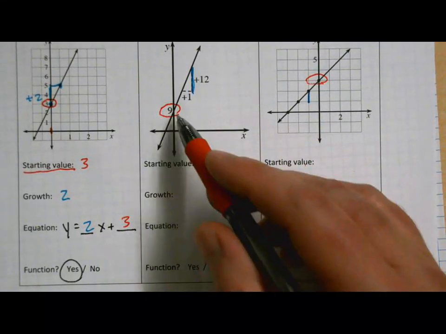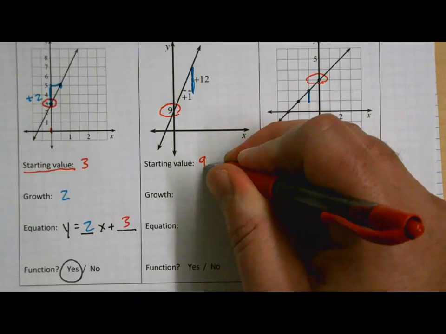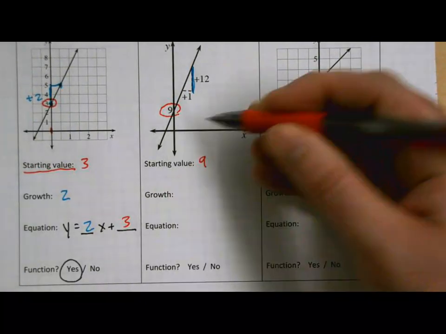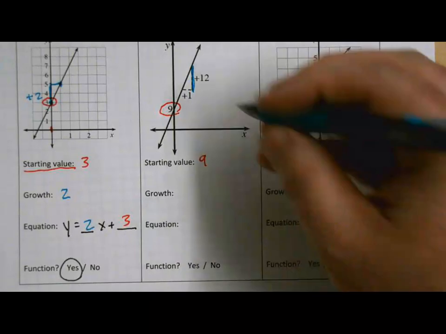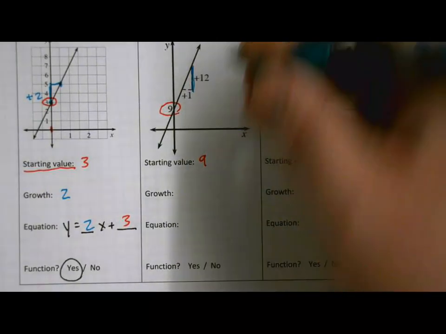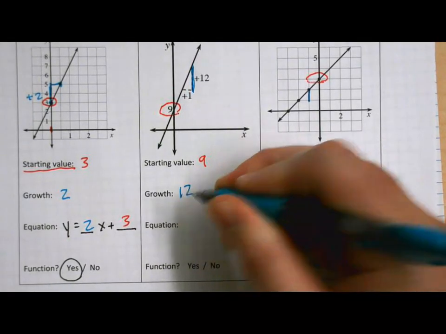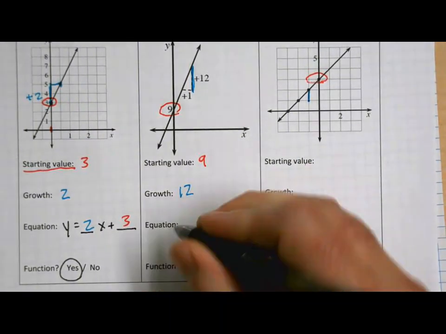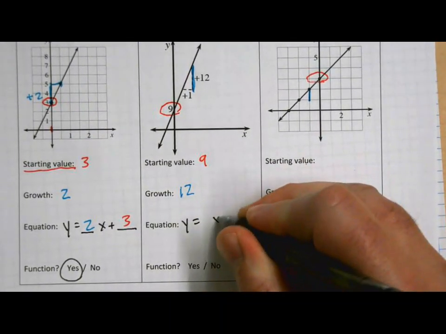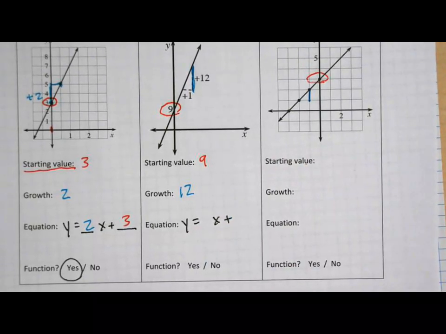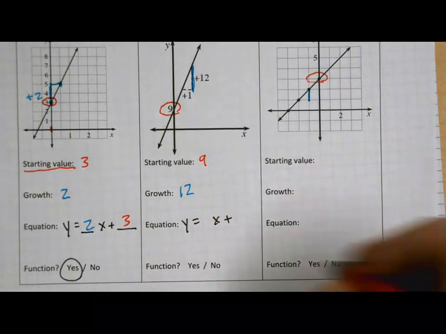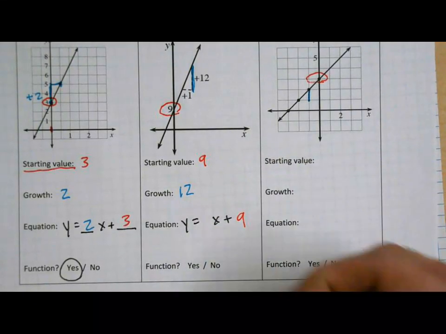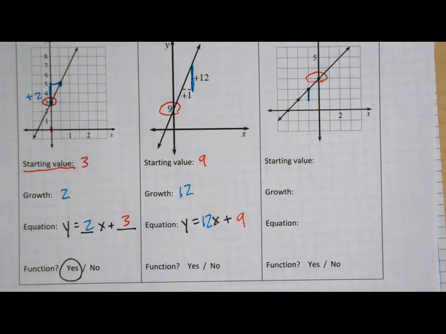So for this one, my starting value would be 9. That's the y value when x is 0. And my growth, as I go over 1, I'm going up 12. So plus 12. And then we can fit that into our equation. Starting value goes here, and growth goes right here. So y equals 12x plus 9.